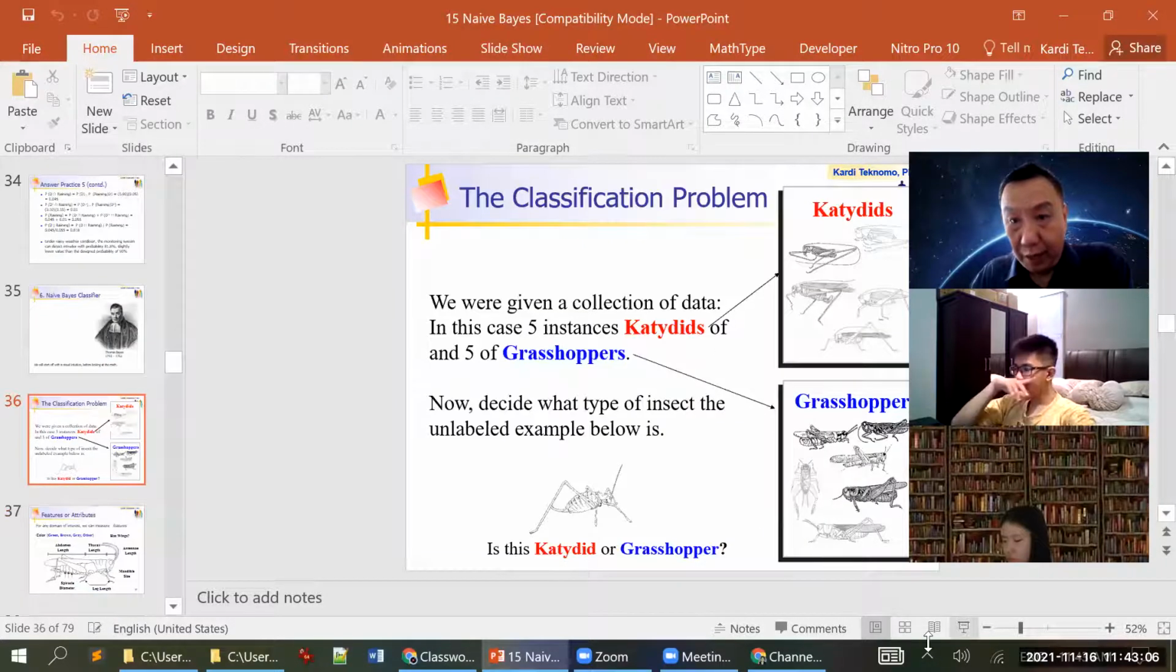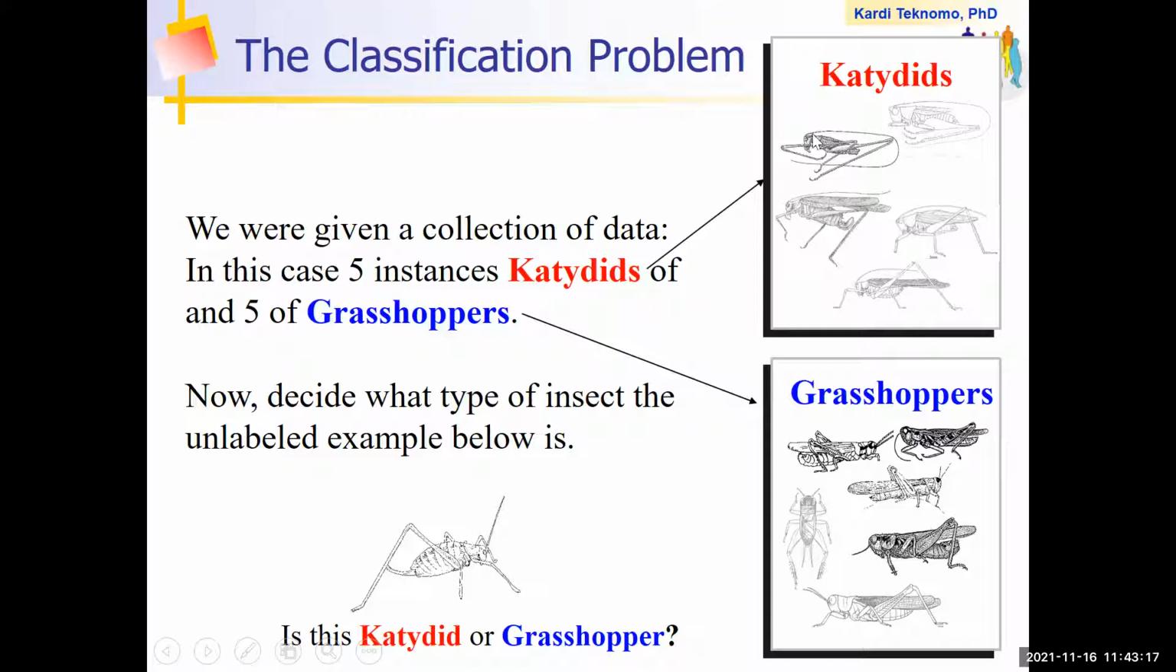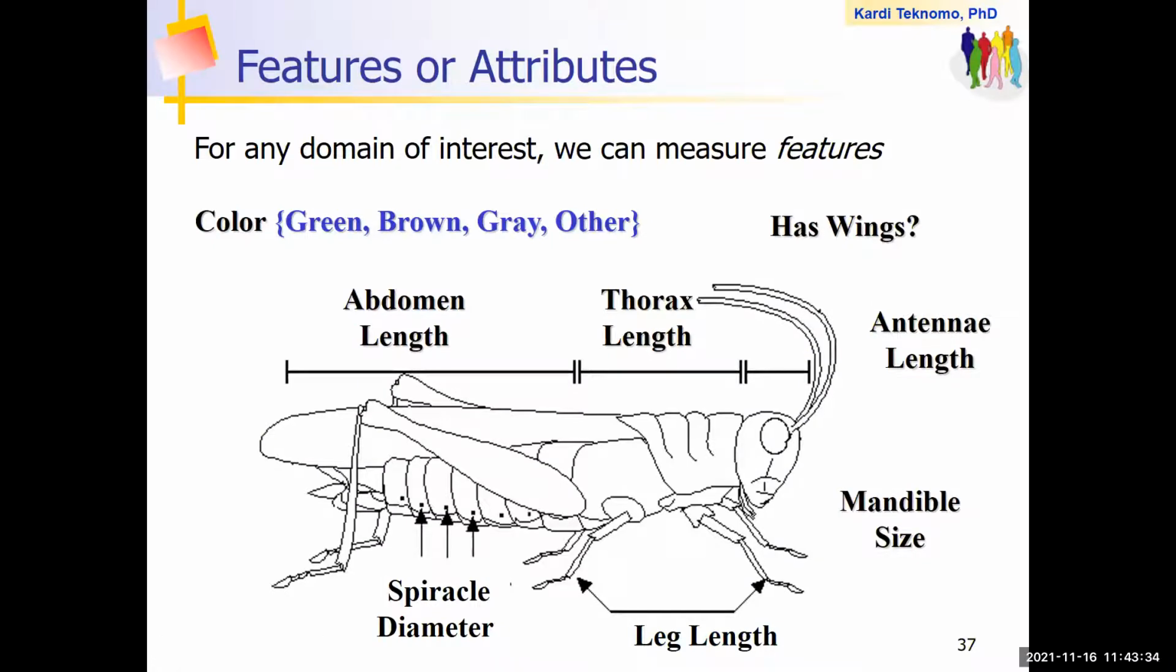Suppose we have a classification problem similar to the LDA. You have katydids, you have grasshoppers. Suppose you have these five instances, and now you have a new insect that is unlabeled. Then the question of classification is: is this a katydid or a grasshopper? What you will do is measure the attributes, for example, whether it has wings, the antenna length, thorax length, color, and so on.